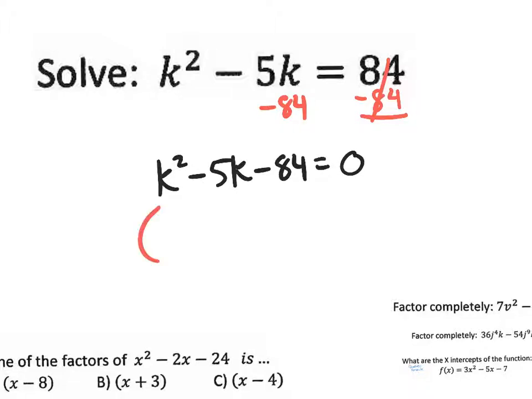And then you could set up the factored form. Why could I set that up? Because a value is 1. So k times k is k squared. Okay, so now the trick is what times what is negative 84 that if I combine together is negative 5. If you're confused, make a list.